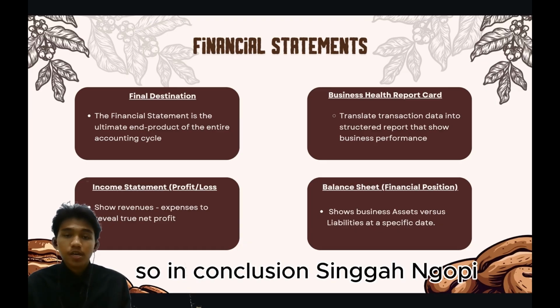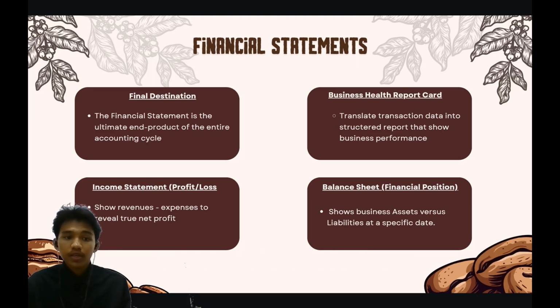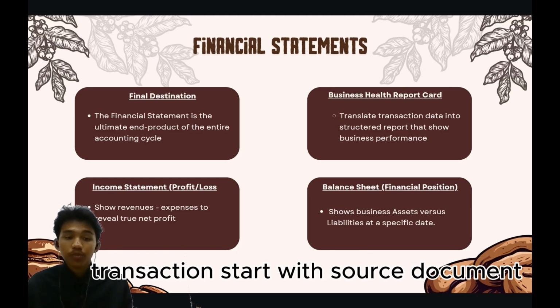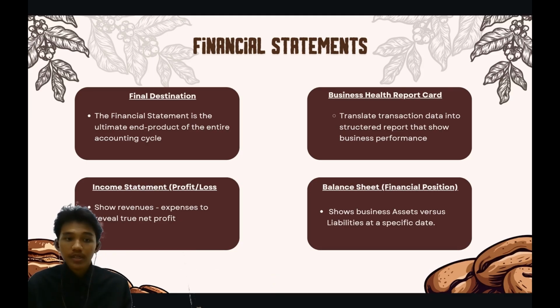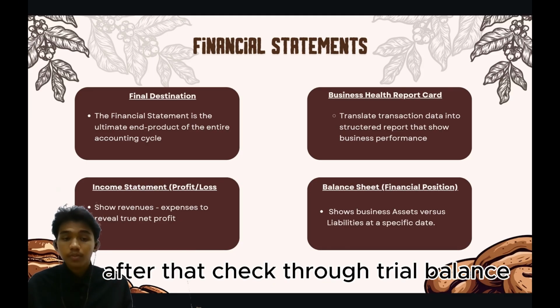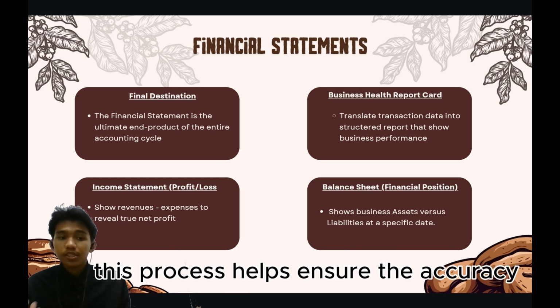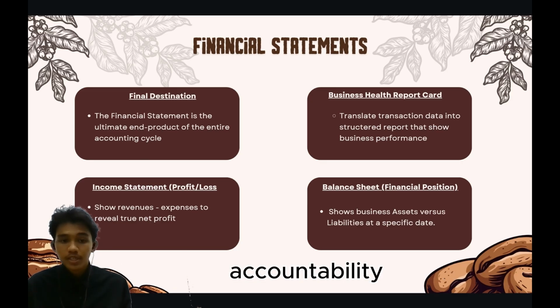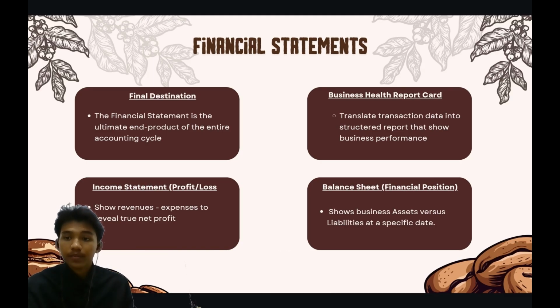So in conclusion, Sinngahngopi follows a complete accounting recording process. Transactions start with source documents, are recorded in the journal, then organized in the ledger. After that, they are checked through the trial balance, and finally reported in the financial statements. This process helps ensure accuracy, accountability, and better business decision making.